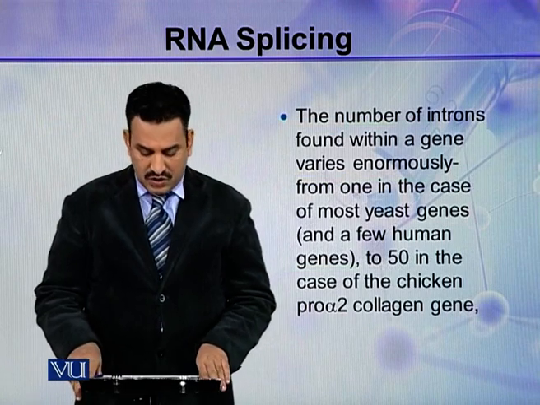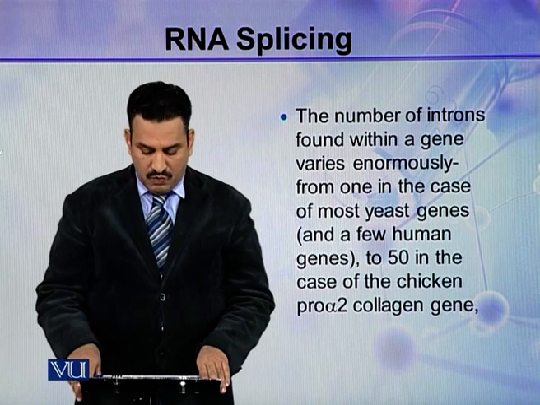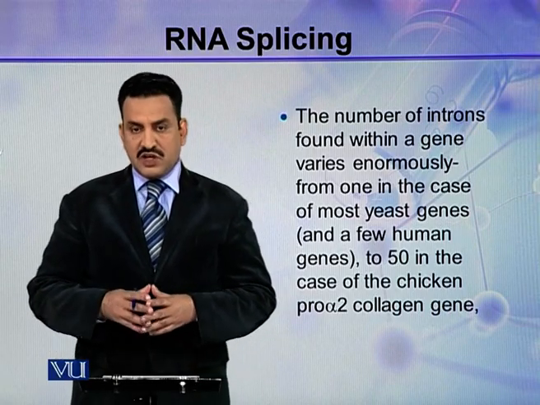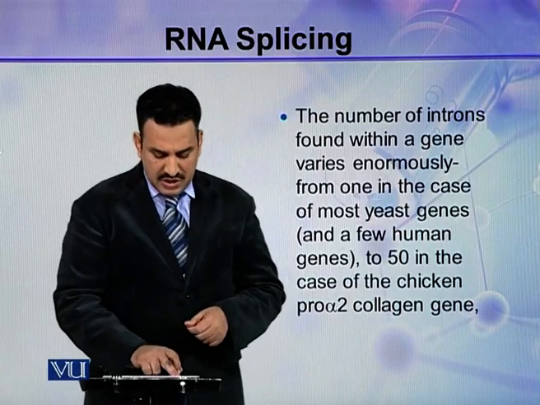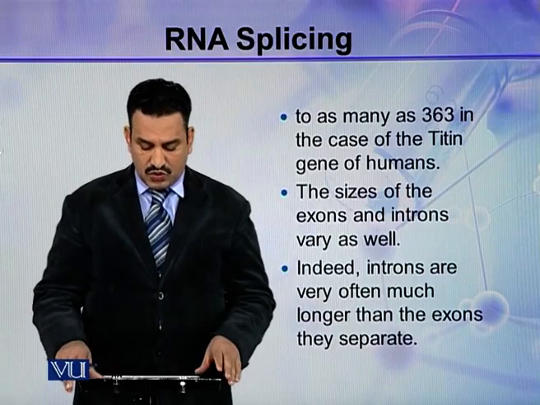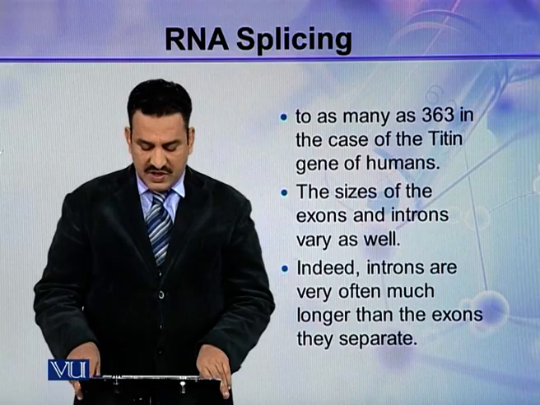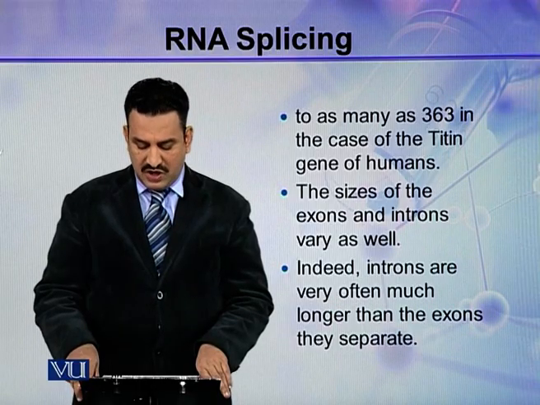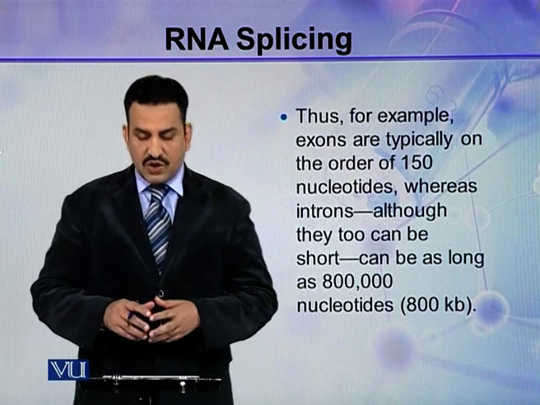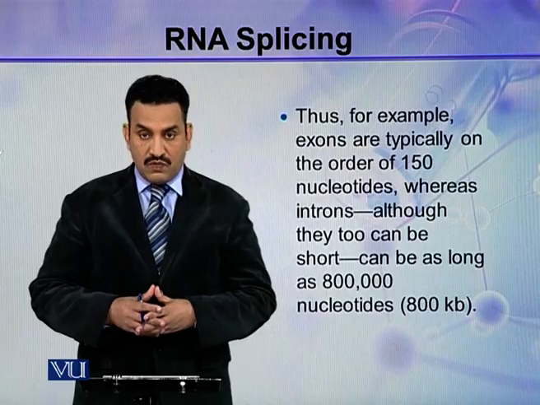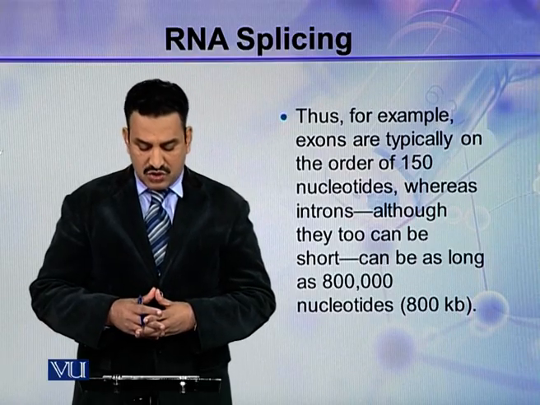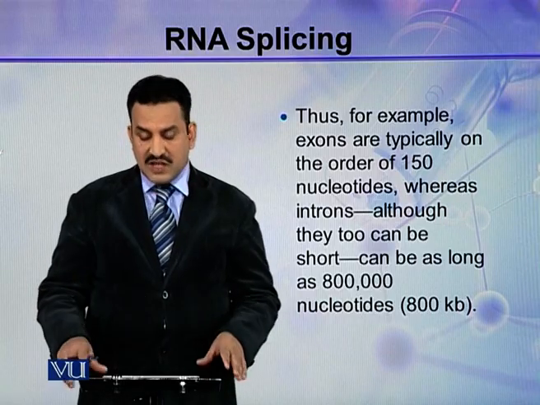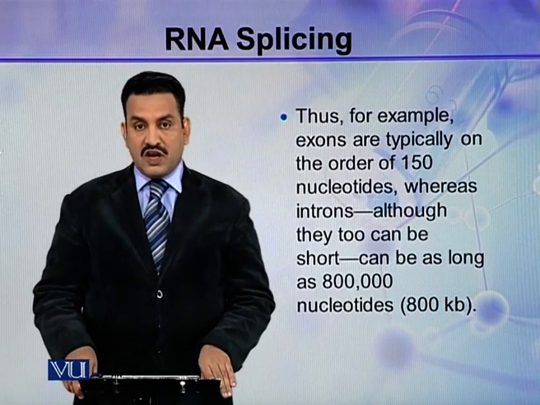The number of introns found within a gene varies enormously, from 1 in the case of most yeast genes and a few human genes, to 50 in the case of the chicken pro-alpha 2 collagen gene, and to as many as 363 in the case of the titin gene of humans. The sizes of the exons and introns also vary. Indeed, introns are very often much longer than the exons. For example, exons are typically on the order of 150 nucleotides, whereas introns, although they too can be short, maybe 150 or even shorter, can be as long as 800,000 nucleotides or 800 kb.